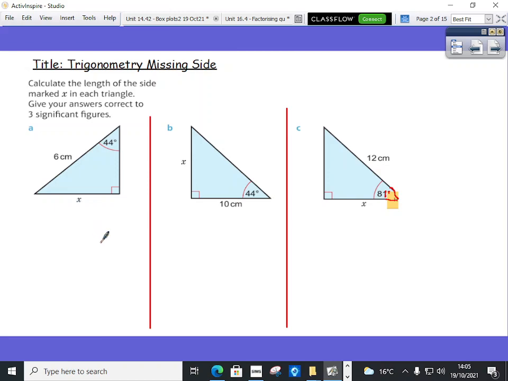Okay, so welcome to simple trigonometry. We're finding the missing side. To calculate the length of the sides marked X in each triangle, give your answer correct to three significant figures.